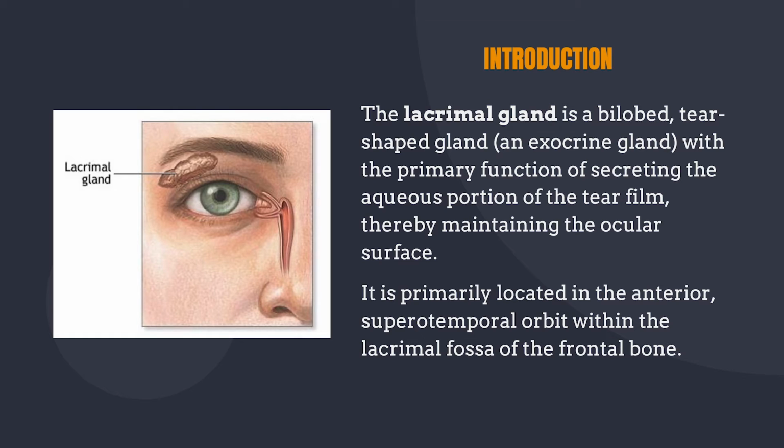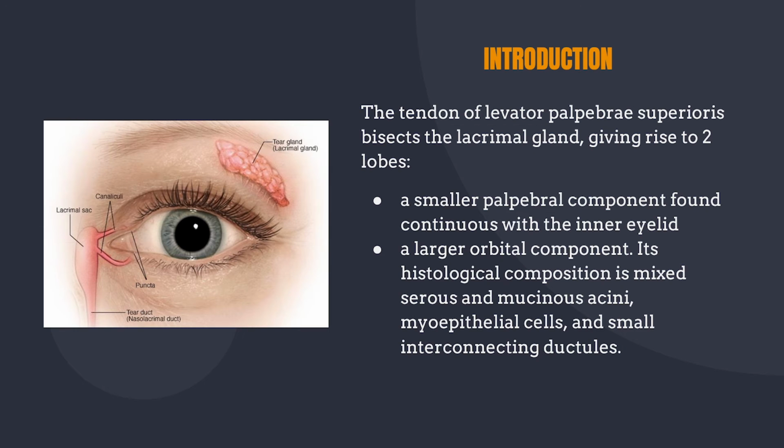It is primarily located in the anterior superotemporal orbit within the lacrimal fossa of the frontal bone. The tendon of the levator palpebrae superioris bisects the lacrimal gland, giving rise to two lobes. One, we have a smaller palpebral component found continuous with the inner eyelid, and two, a larger orbital component. Its histological composition is mixed serous and mucinous acini, myoepithelial cells, and small interconnecting ductules.